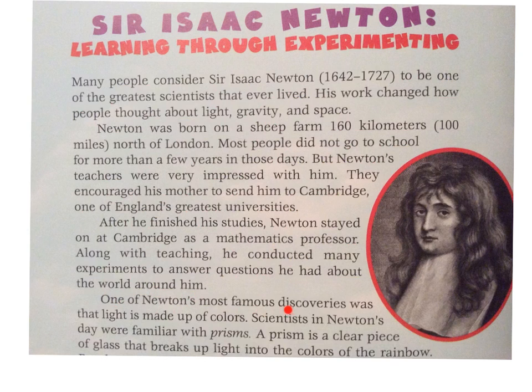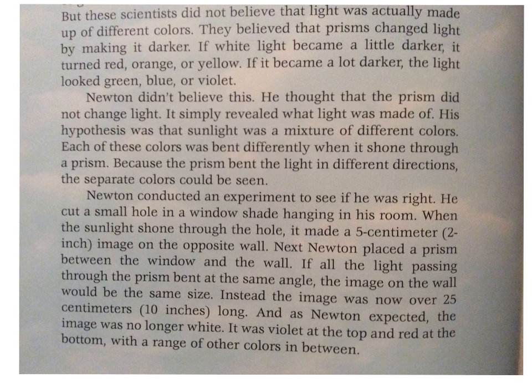One of Newton's most famous discoveries was that light is made up of colors. Scientists in Newton's day were familiar with prisms. A prism is a clear piece of glass that breaks up light into the colors of the rainbow. But these scientists did not believe that light was actually made up of different colors. They believed that prisms changed light by making it darker. If white light became a little darker, it turned red, orange, or yellow. If it became a lot darker, the light looked green, blue, or violet.